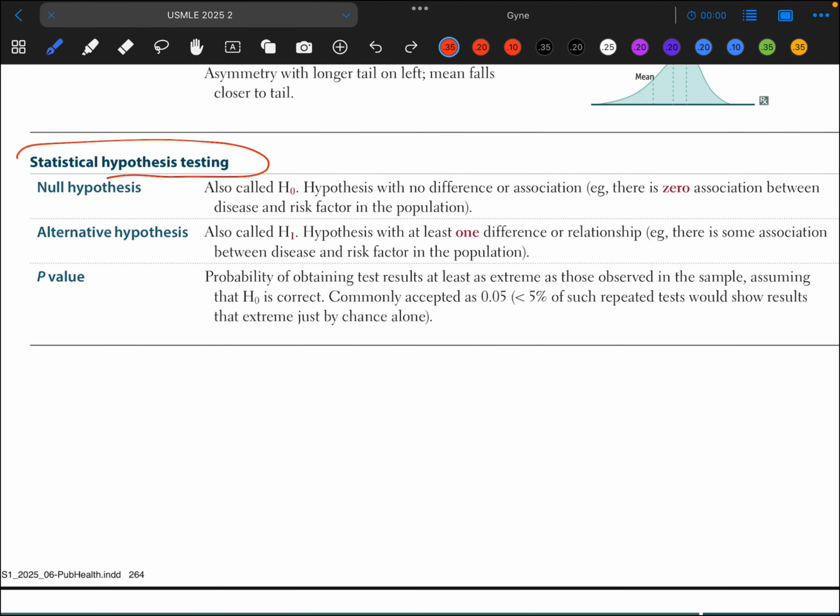Alright, so let's take a look at statistical hypotheses. Now, these allow us to determine whether there's a statistically significant difference between two groups. Now, the null hypothesis is the hypothesis that there's no difference or relationship between a disease and a risk factor.